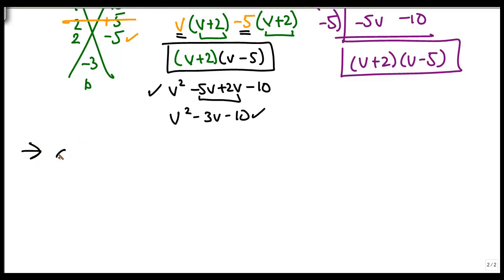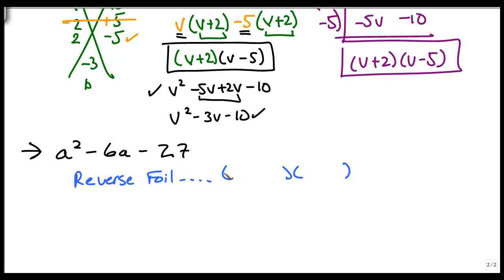Let's look at a squared minus 6a minus 27. Reverse FOIL. For the reverse FOIL method, I need two variables multiplied together that will give me a squared. So clearly it's going to be a and a. And then over here under 27, let's write out all the combinations of numbers that I can multiply to get 27. It could be 1 and 27. 2 won't work. 3 times 9. 4, 5, 6, 8, that's it.